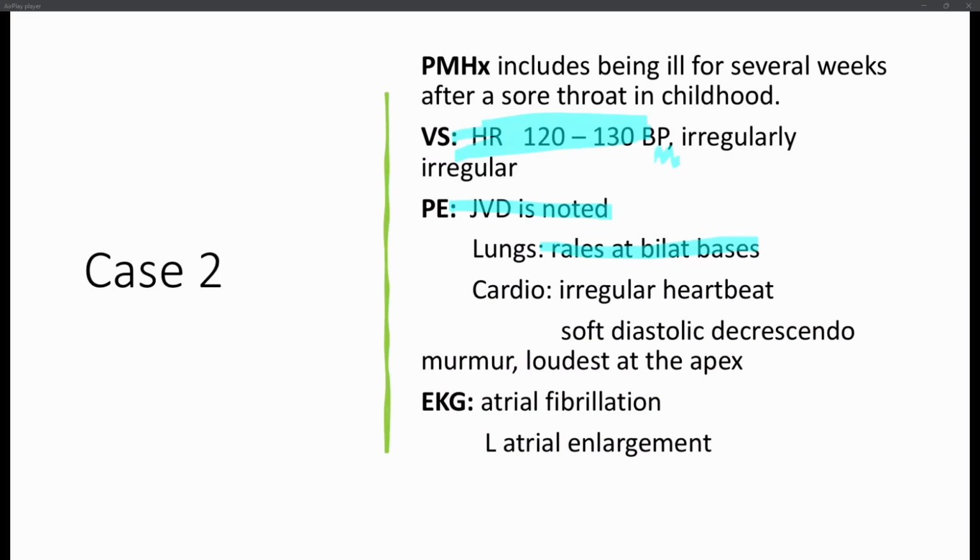Cardio, irregular heartbeat, soft, diastolic, decrescendo murmur, loudest at the apex. What valvular area are we referring to? Mitral valve. See how the pieces are starting to come together as far as your diagnosis is concerned. Okay, EKG does show atrial fibrillation with left atrial enlargement.